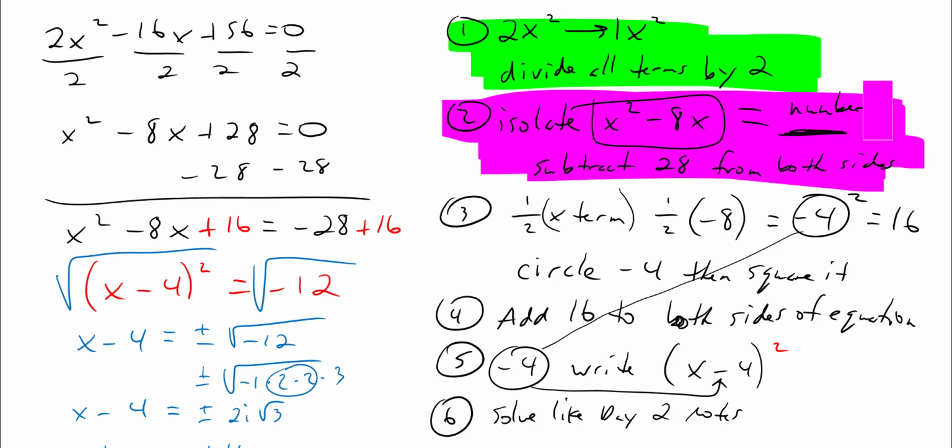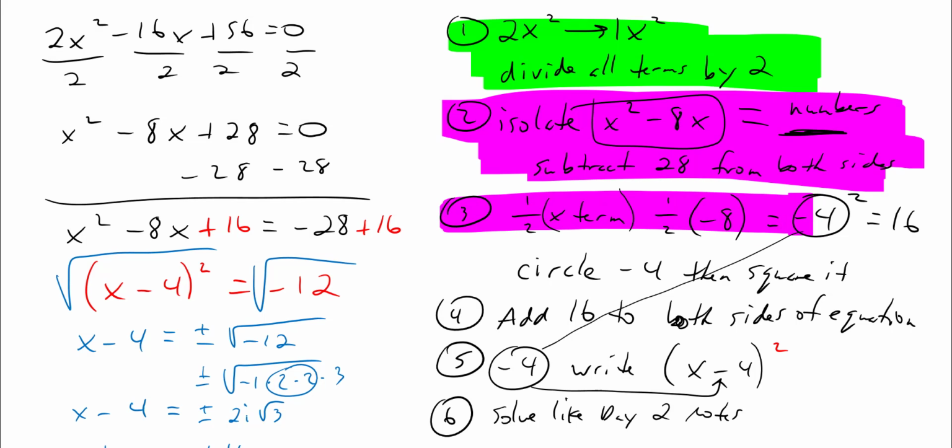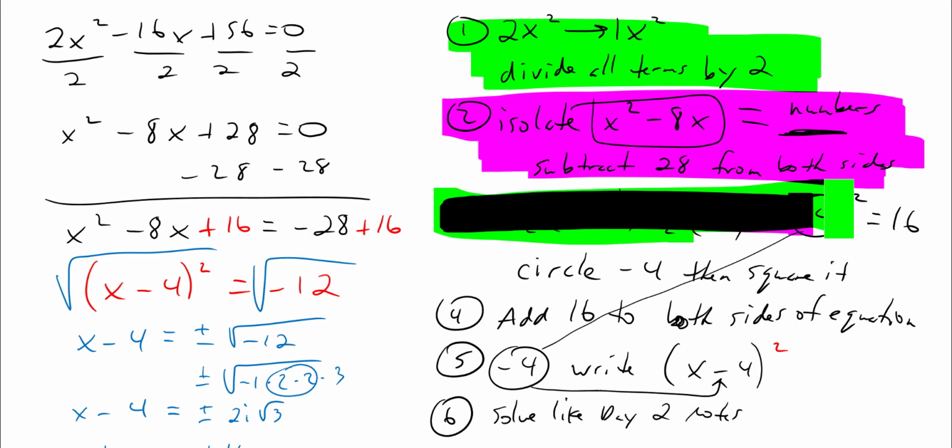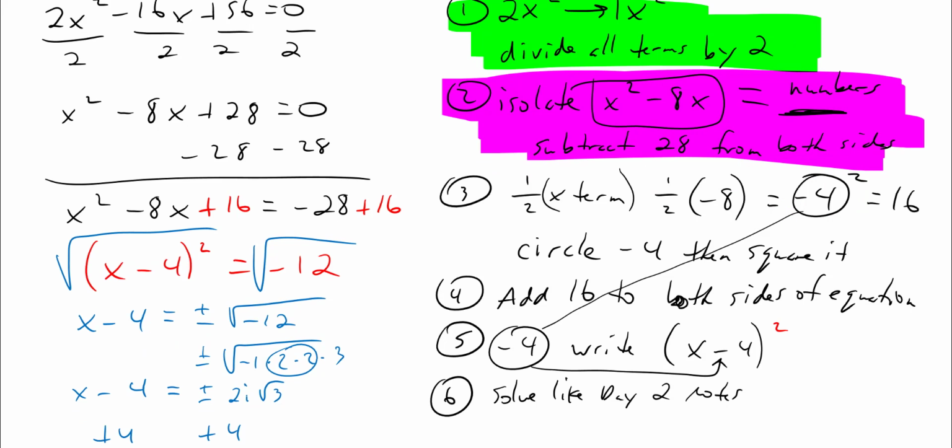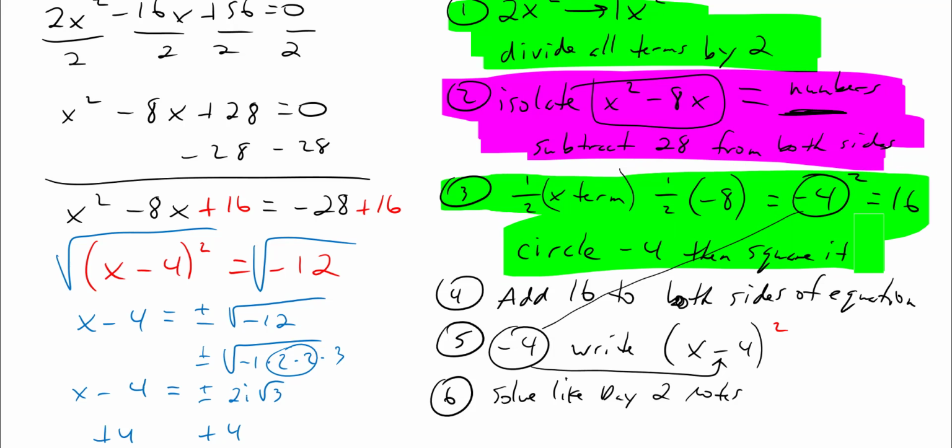Okay. The third step is you take half of that x term, which half of negative 8 is negative 4, and you square it, which turns out to be 16. So that I'll do in green. Okay. So again, this is the third step. Half of that middle term, and then you circle it, and then you square it. Because when you square it, then you're going to add that 16 like I did here. You're going to add that to both sides of the equation.